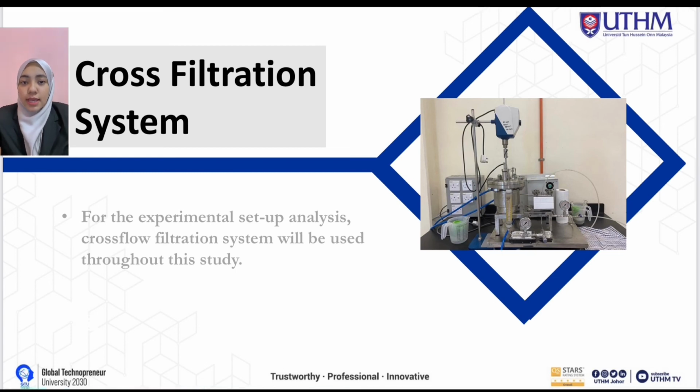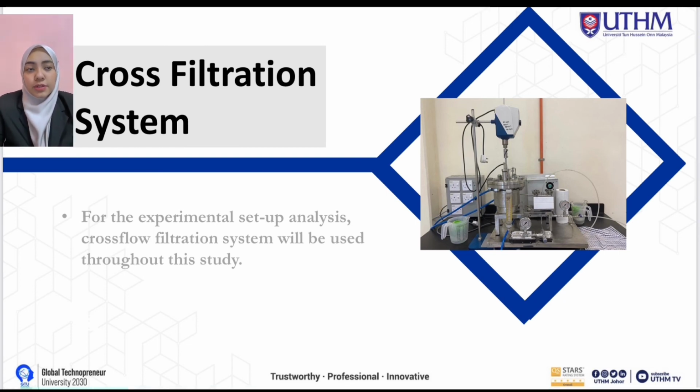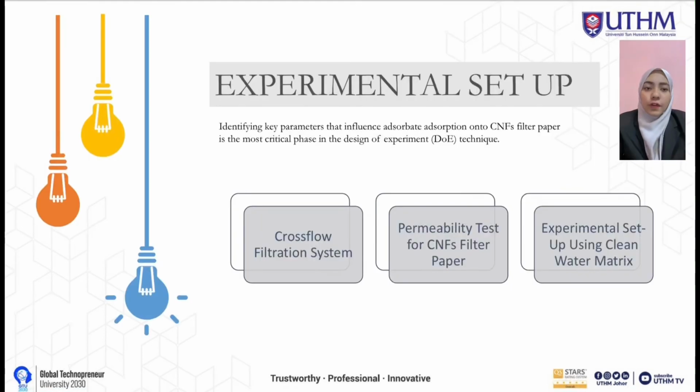To start this section, the cellulose nanofibril, CNF, filter paper will undergo a permeability test before the methyl orange dye and industrial wastewater solution treatment. After testing using the cross-flow filtration system and the permeability test for the CNF filter paper, the next stage involves using a clean water matrix. The cellulose dosage that achieves good and maximum color removal will be chosen as the optimum cellulose dosage. All tests will be repeated twice, with the average result provided.